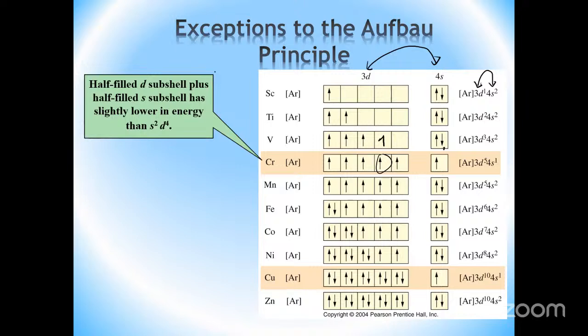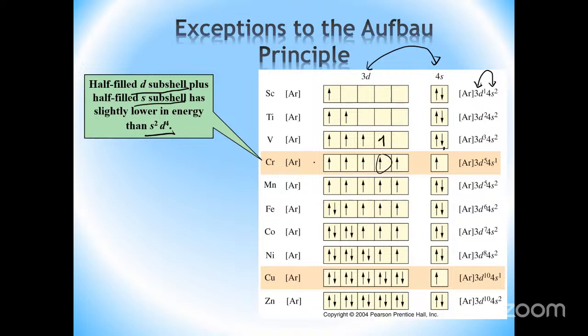So therefore, this, it turns out, would be the most stable ground state configuration of chromium. As stated here, a half-filled d subshell plus a half-filled s subshell turns out to be slightly lower in energy compared to what you'd expect, which would be 2 electrons in the s subshell and 4 electrons in the d subshell. So that's what happens in the case of chromium.